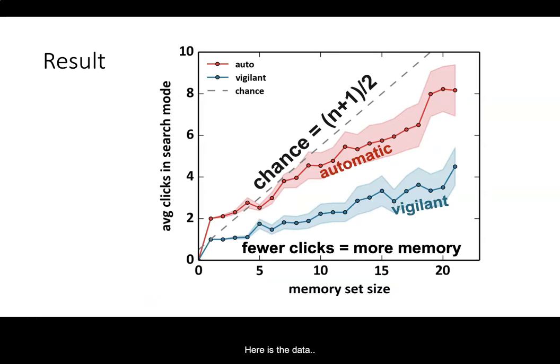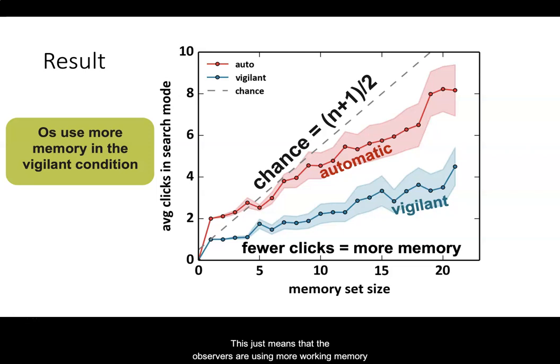So here's the data. As you can see, the average clicks made in search mode in the automatic condition is near the chance level because people are relying on the search button more to collect the pairs. And in the vigilant condition, the average number of clicks is much lower than in the automatic condition. This just means that the observers are using more working memory in the vigilant condition, as expected.